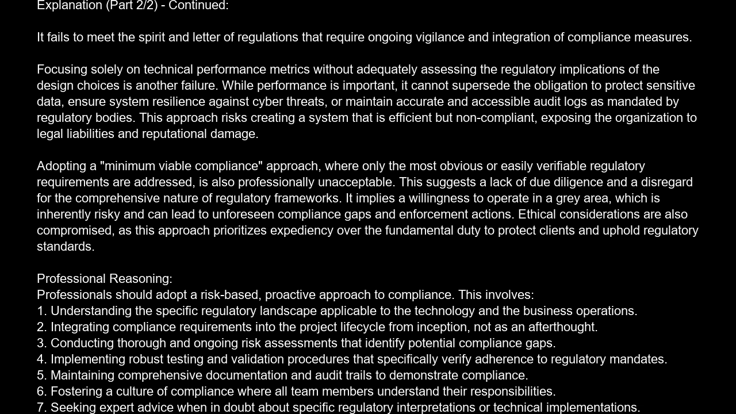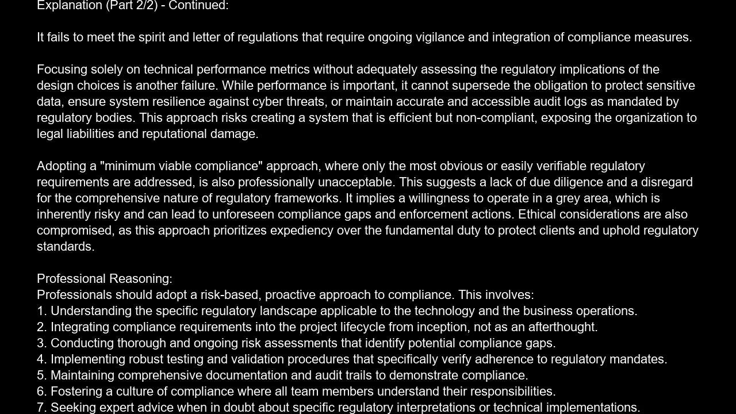Professional reasoning. Professionals should adopt a risk-based, proactive approach to compliance. This involves: 1. Understanding the specific regulatory landscape applicable to the technology and the business operations. 2. Integrating compliance requirements into the project lifecycle from inception, not as an afterthought. 3. Conducting thorough and ongoing risk assessments that identify potential compliance gaps. 4. Implementing robust testing and validation procedures that specifically verify adherence to regulatory mandates.